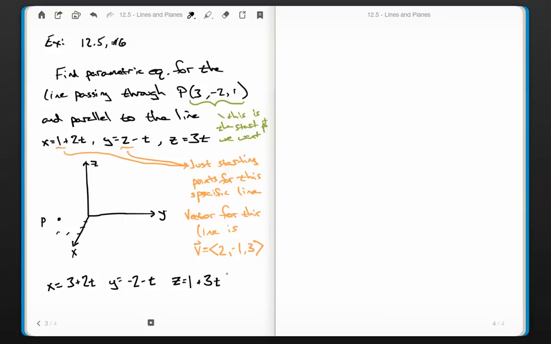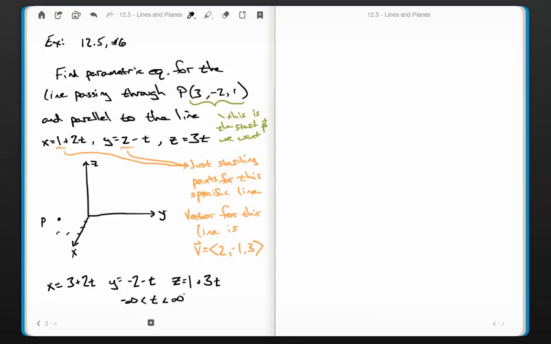3t. Now we really have 3 slopes here, 2, negative 1, and 3, and our starting point is kind of like our intercept. Here the analogy starts to break down. Here's our starting point, 3, negative 2, and 1. And again, I'm going to specify that my t can go from negative infinity all the way to infinity.